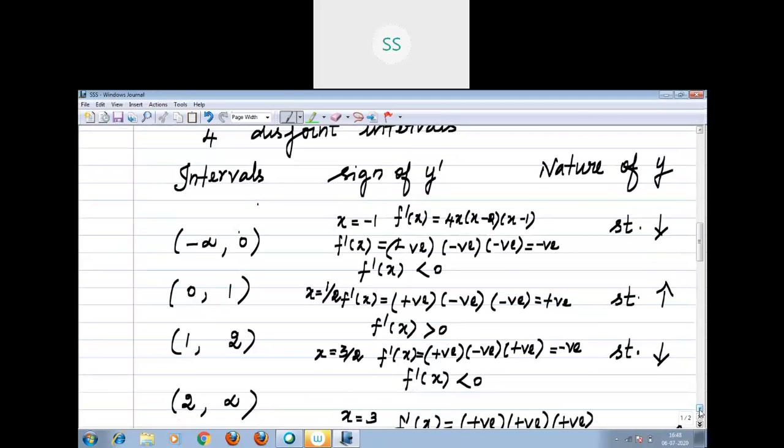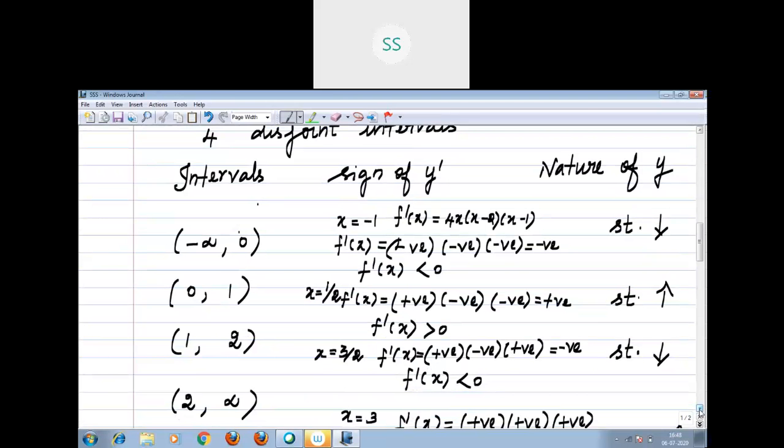For minus infinity to 0, I told you to assign any value. For your reference, I assigned x is equal to minus 1. When I substitute x is equal to minus 1, the derivative is less than 0. Less than 0 means strictly what? Decreasing.